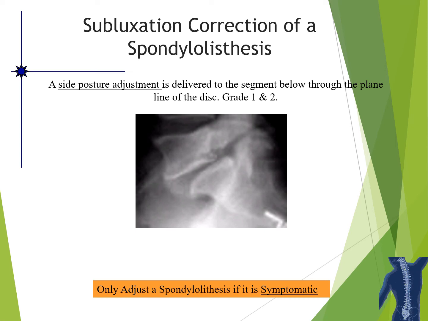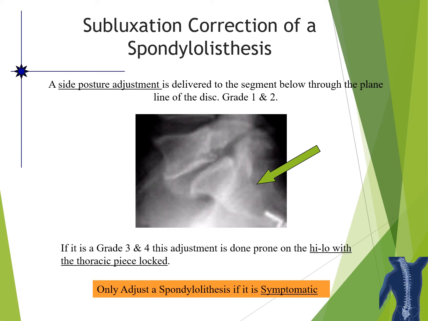We treat this almost like a BP since this picture represents the lowest lumbar. We'll deliver the adjustment to the segment below, and we must go through the disc plane line here. This is for grades 1 and 2. The green line will indicate the segment that we're adjusting, then we're going to adjust the segment below. So we want to push the segment back up to the disc, and we have to follow the disc plane line to do that. So it's P to A and S to I, just like we do for BP sacrum.